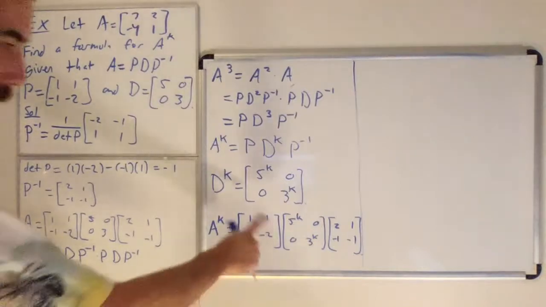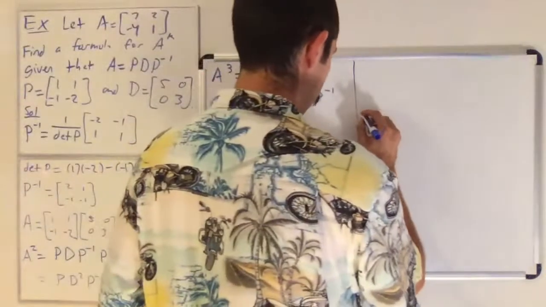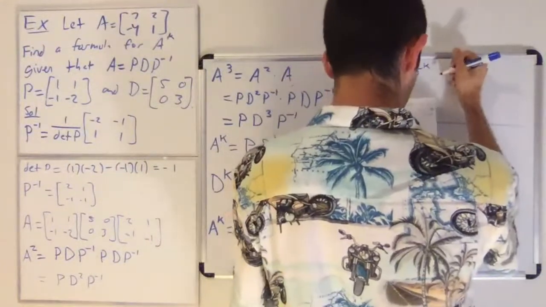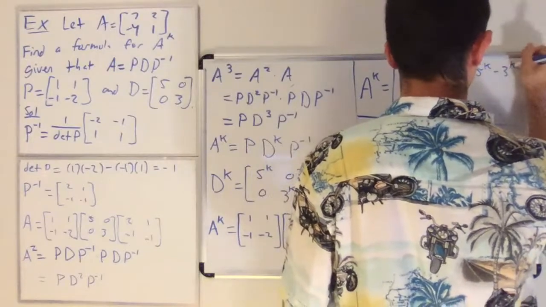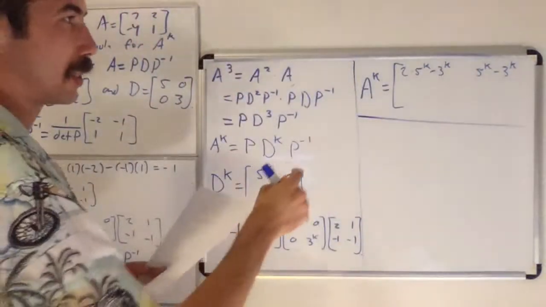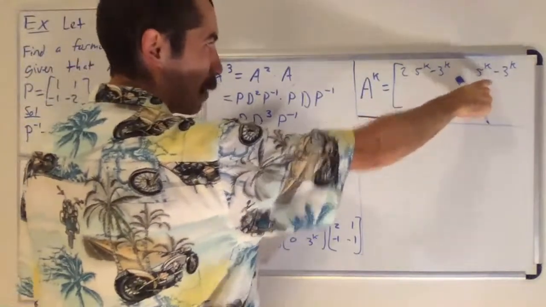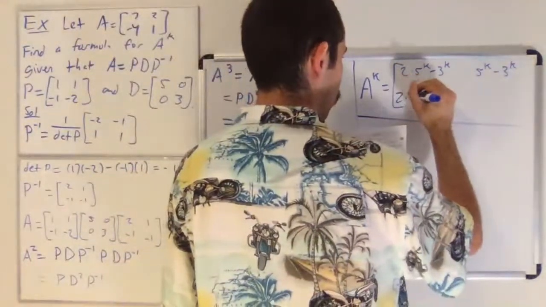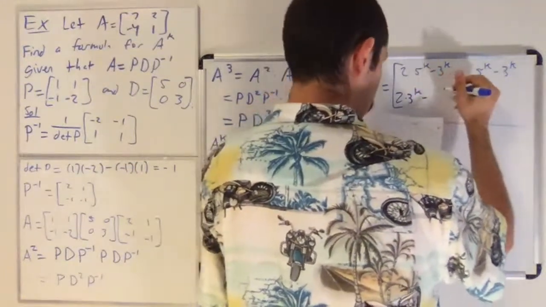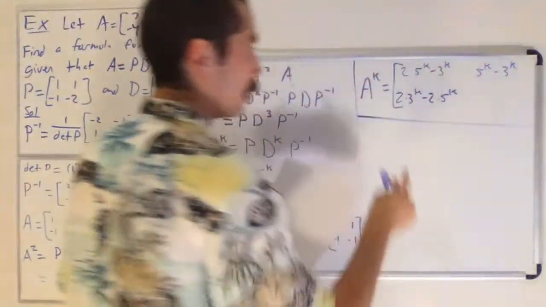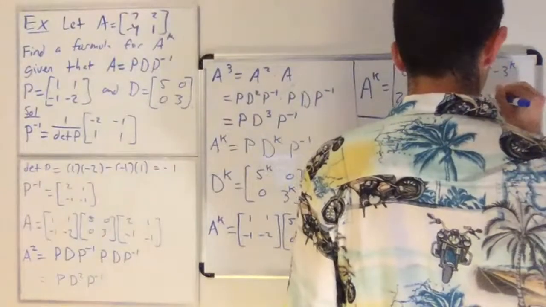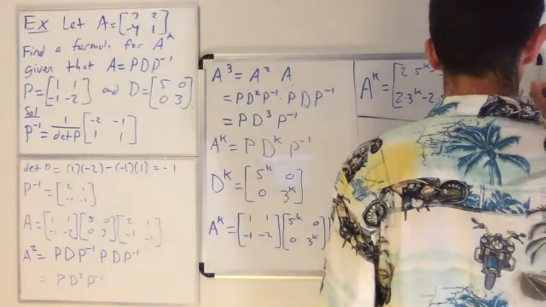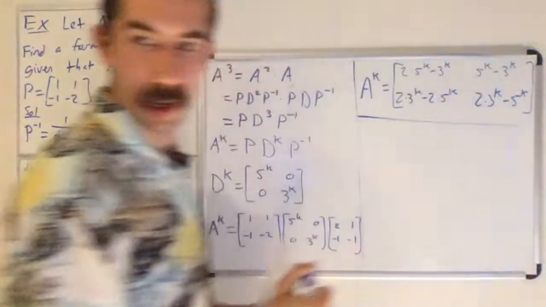Okay, and if we were to do this multiplication out, we're going to get 2 times 5 to the k minus 3 to the k as our first entry, 5 to the k minus 3 to the k as our next entry, 2 times 3 to the k minus 2 times 5 to the k as our bottom left entry, and 2 times 3 to the k minus 5 to the k as our last entry.